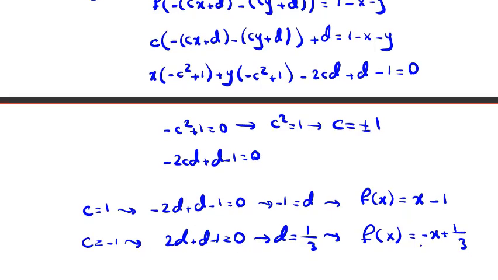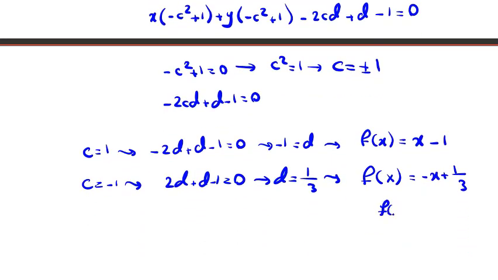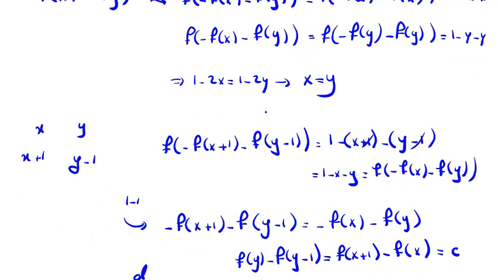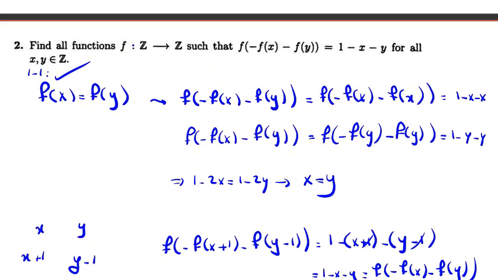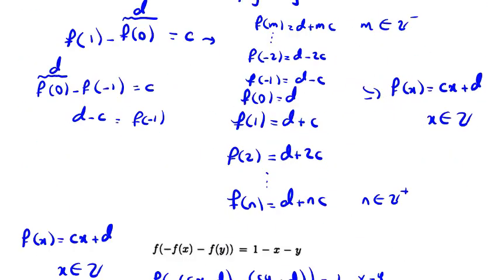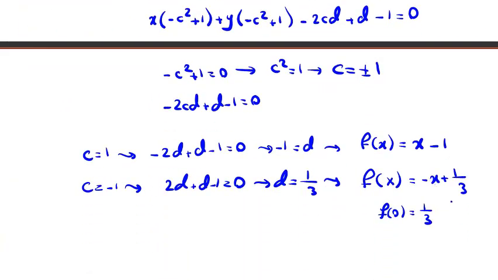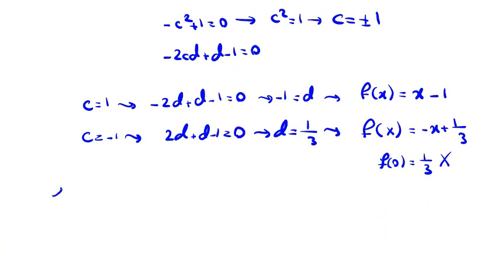But here, for example, for the second case, f of 0 will be 1 over 3. But the problem says what? f from integers to integers. So f of 0 is not an integer here. So f of x is x minus 1. And we should check this case.